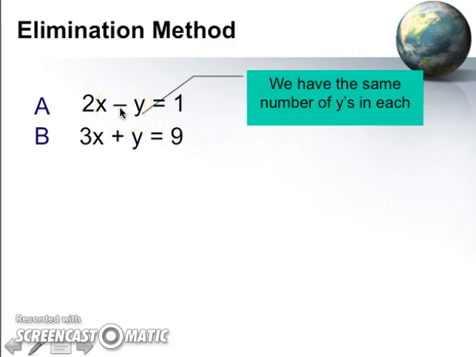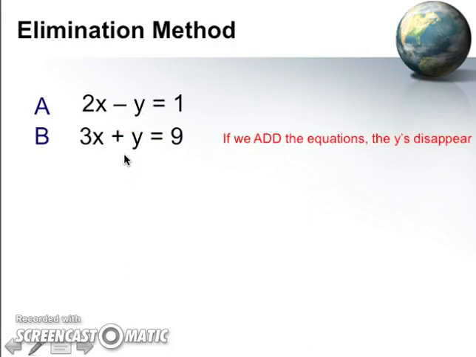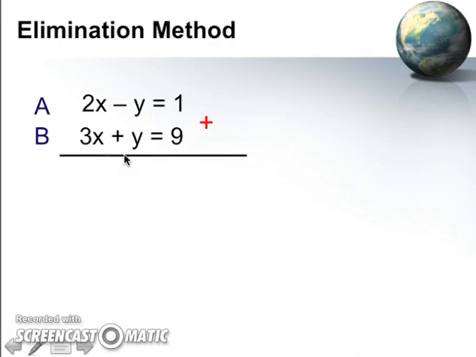Because we've got a minus y and a plus y, we can eliminate these by adding these equations together, because minus y plus y will leave us with 0y. So what we're going to do is add the equations together and make the y's disappear. If we do that, we get 2x plus 3x is 5x, the y's disappear, and 1 plus 9 is 10. Now we just need to work out what x is, so if we divide both sides by 5, we get x equals 2.